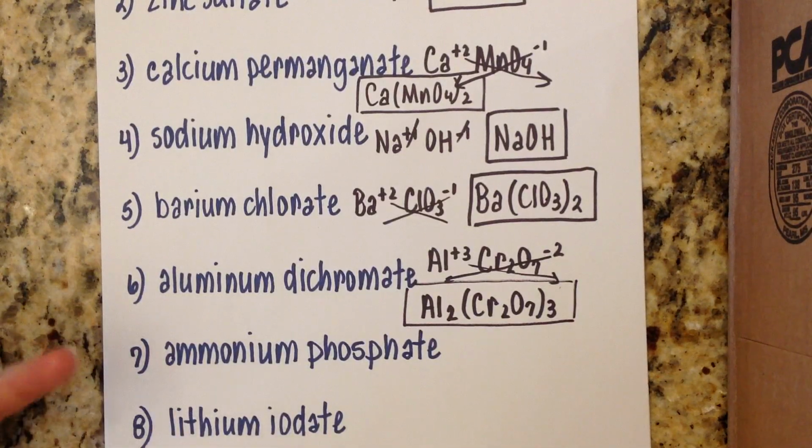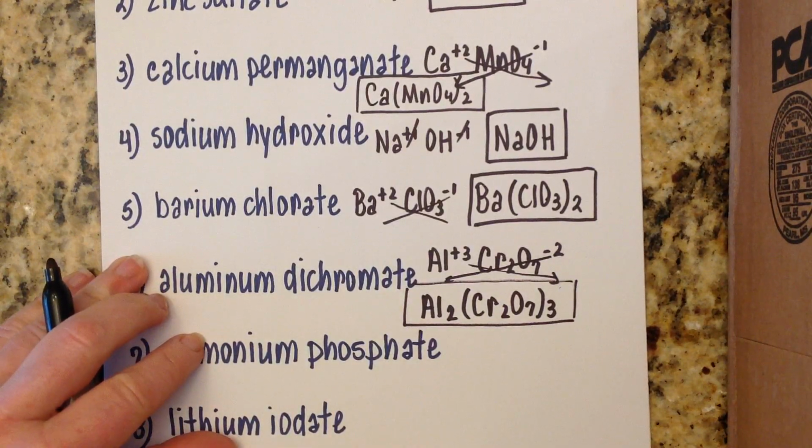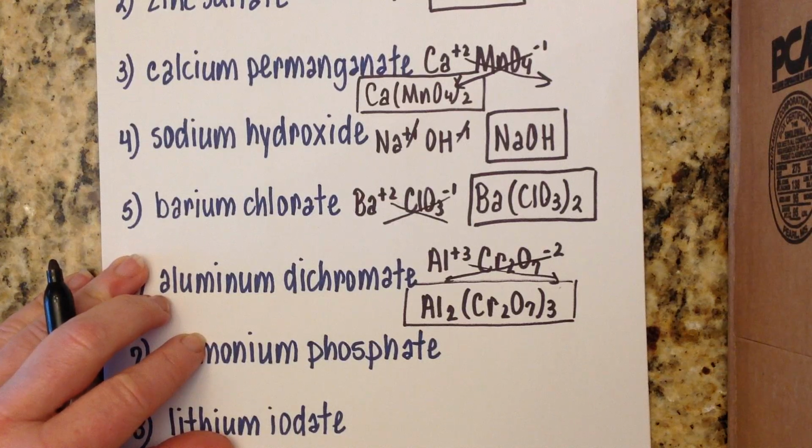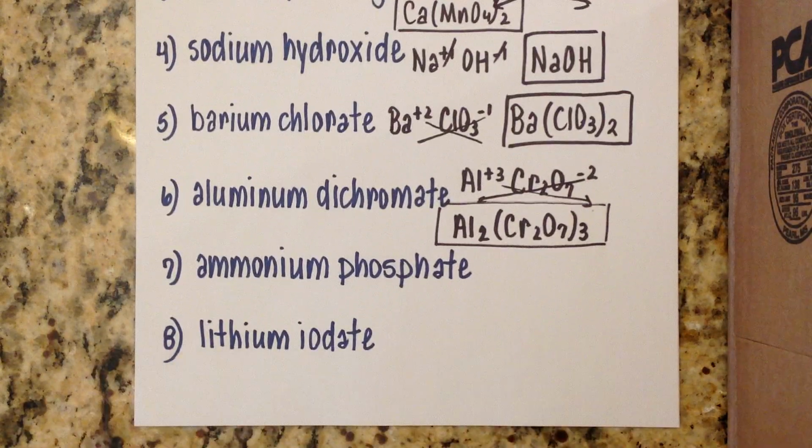Students could get really creative on some naming with this. But literally, I see aluminum and I see dichromate. And you're going to learn in the next tutorial that's simply going to be aluminum dichromate. So some of you may have already kind of picked up on that. All right, next is ammonium phosphate.